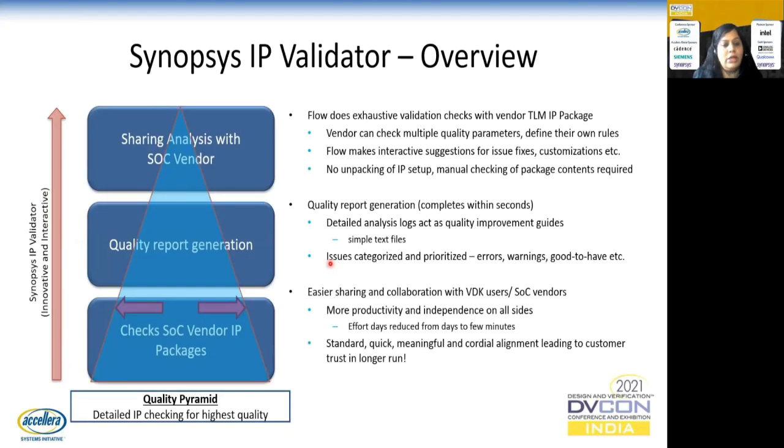Now here you can see that the left-hand side shows an image of the IP validator overview. This is also a quality parameter for us where detailed IP checking is happening. The first stage of the validator flow is the checking of the packages. What this means is that exhaustive validation happens on the vendor IP packages and multiple quality parameters are checked. Vendors can also define their own rules. I will come to that in a while. The flow is also very interactive, where it gives suggestions to the vendor for fixing of issues, and there are certain customizations which are possible, and it involves no manual unpacking or checking of the package contents.